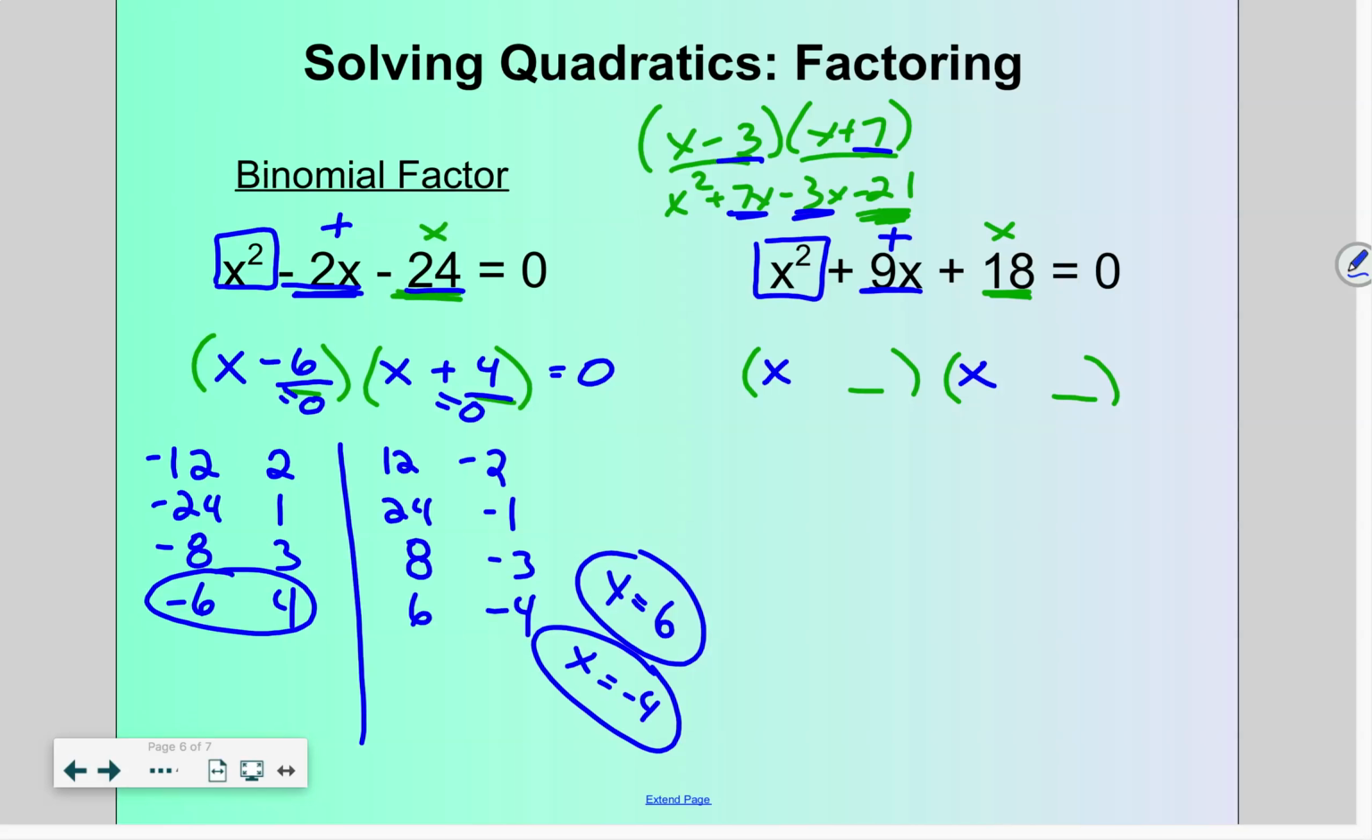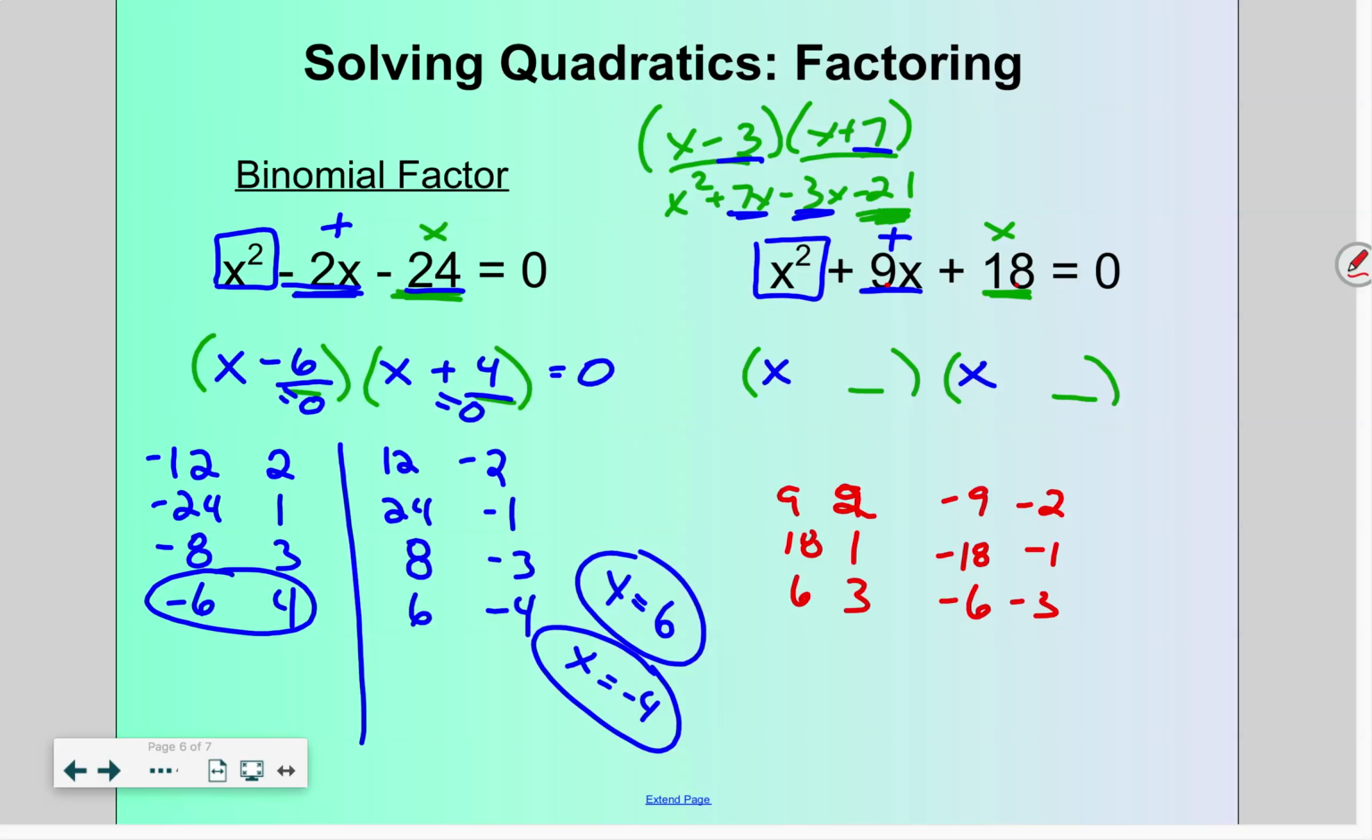So let's take a look at our other example here. x squared plus 9x plus 18. We need two numbers that multiply to 18 and add to 9 to complete these factors down here. So we can list off numbers that multiply to 18. We have 9 and 2, 18 and 1, 6 and 3. Don't forget the negatives. Negative 9 and negative 2 could be an option. Negative 18 and negative 1, negative 6 and negative 3.